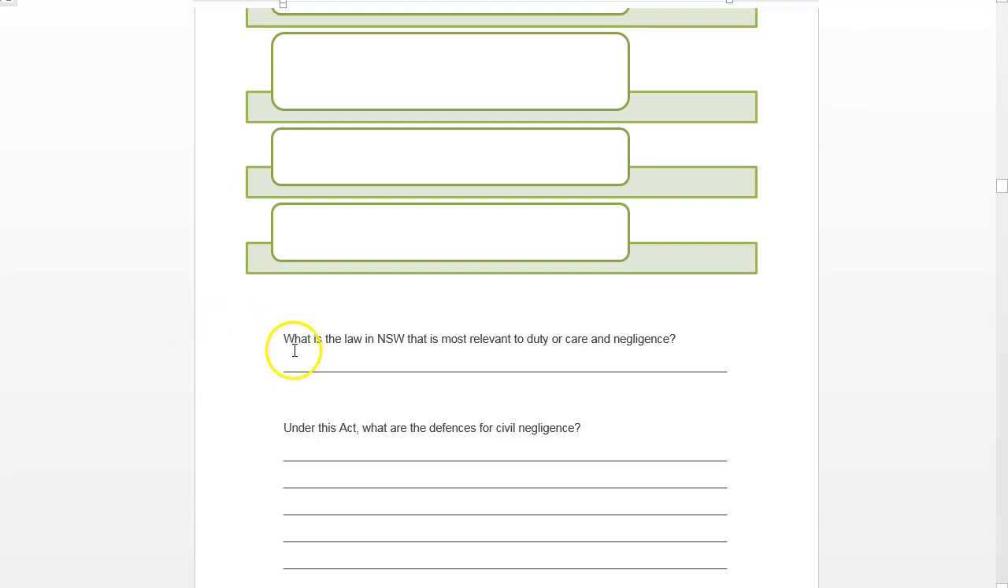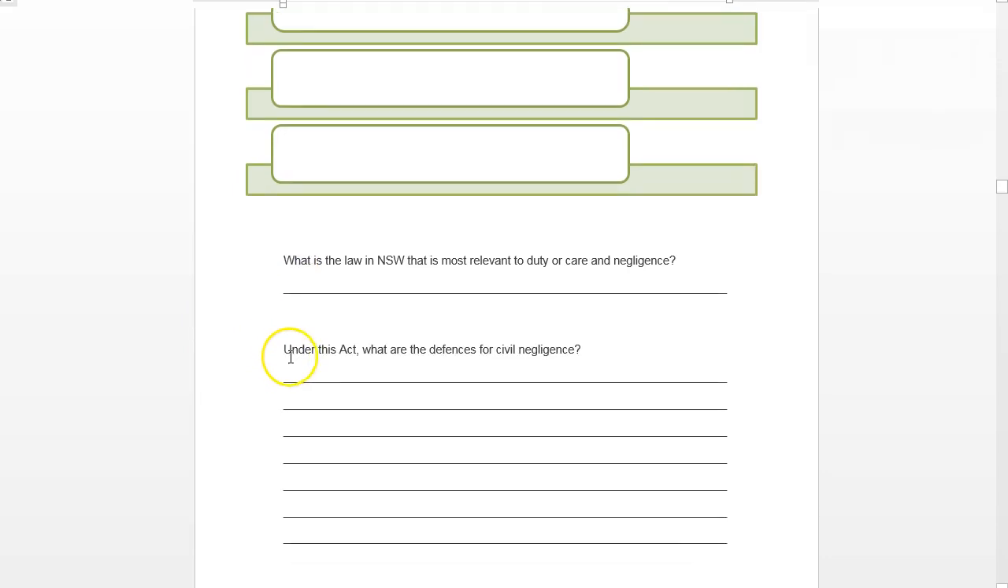They can argue contributory negligence, which is where the patient was partly to blame, which I'll talk about in a moment. And they can talk about voluntary assumption of risk, where the patient gave informed consent. So if something bad happened that really shouldn't have happened, was still below the standard, but the patient has given valid consent and consented to something, then that's one potential defence for civil negligence as well.